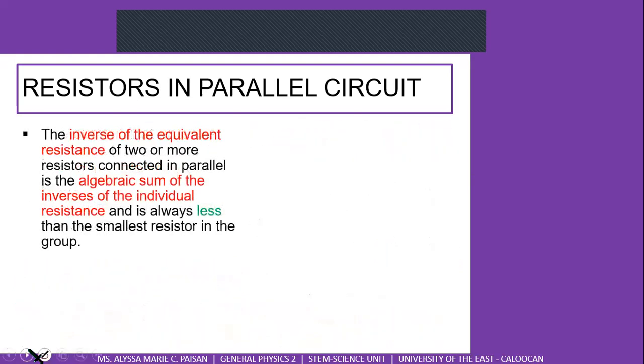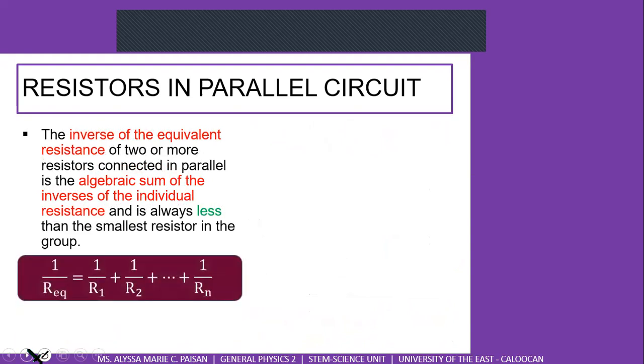And then, the equivalent resistance is expressed in reciprocal, and it's always less than the smallest resistor in the group. So, it's the opposite of capacitance, no? In capacitance, when connected in series, that's where you take the reciprocal, and when in parallel, that's where you add. Here, it's the opposite. For resistance, when it's series, that's when you simply add them. And when it is parallel, that's when you do the reciprocal thing. Okay?